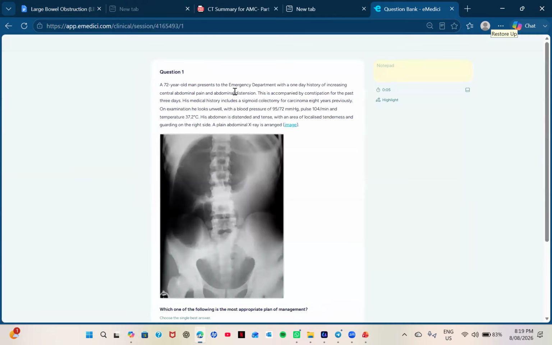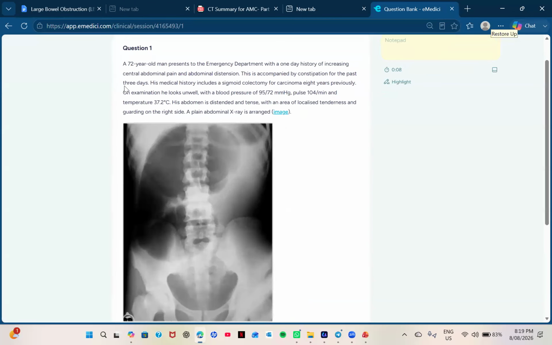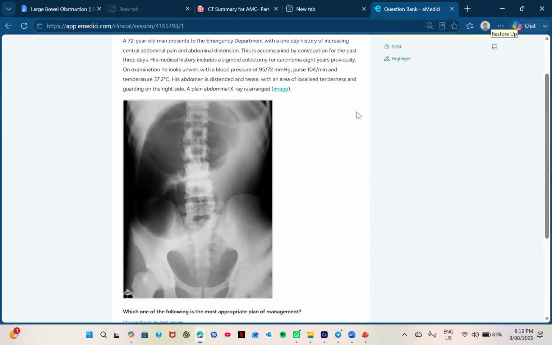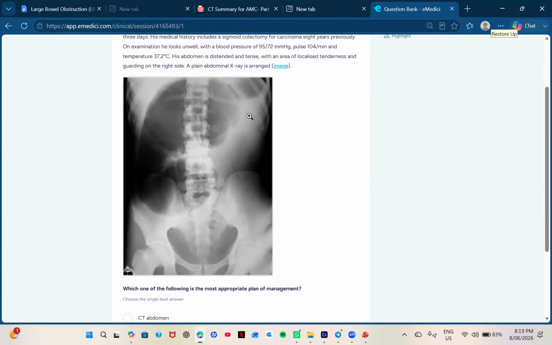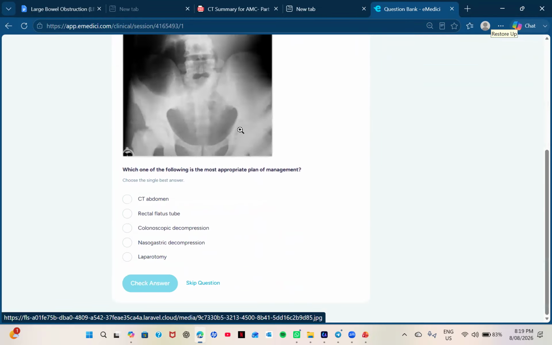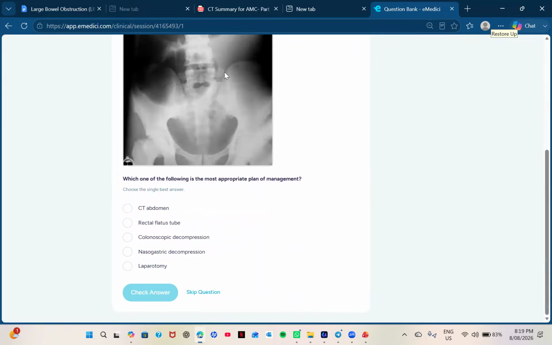Okay, here. A 72-year-old man presents to the ED with a history of increasing central abdominal pain and abdominal distension, accompanied by constipation for the past 3 days. Medical history includes sigmoid colectomy for carcinoma 8 years previously. On examination he looks unwell, with blood pressure 95 by 72, pulse 104, temperature 37.2. His abdomen is distended and tense with an area of localized tenderness and guarding on the right side. X-ray is given, you can clearly say what it is. So what is the most appropriate management plan for the patient, doctors?